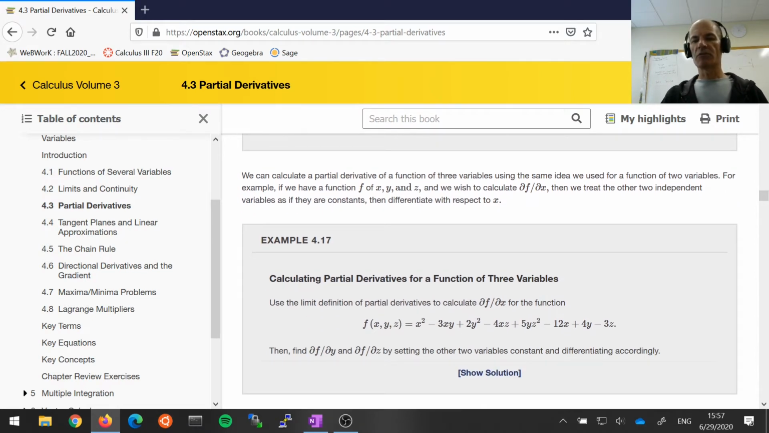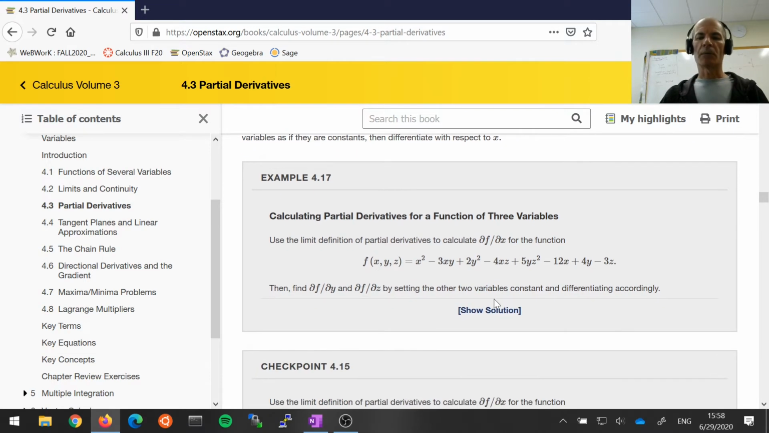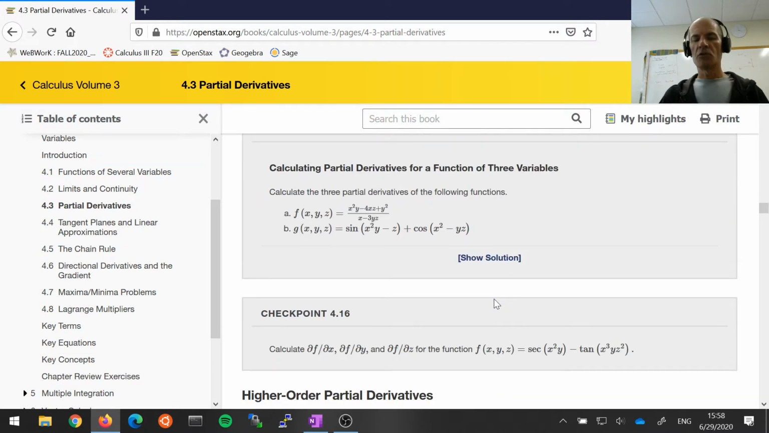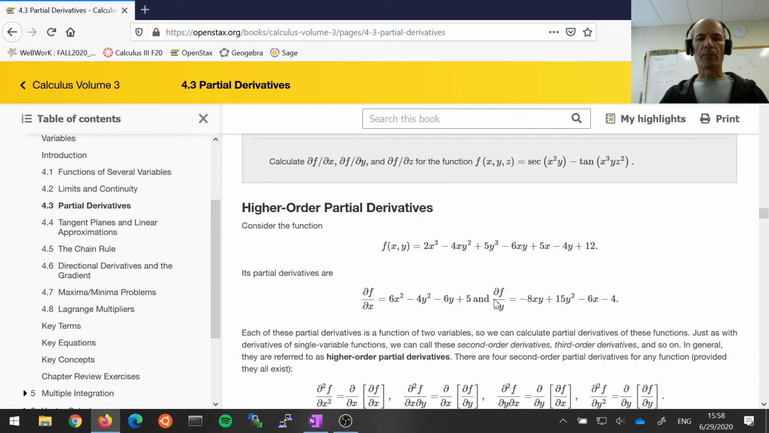Calculating partial derivatives for functions of 3 variables, same deal. Hold 2 of the variables fixed and differentiate in that third variable to find the partial derivatives. Use all of the rules that you learned in Calc 1 for this. For higher order partial derivatives, it's exactly the same.